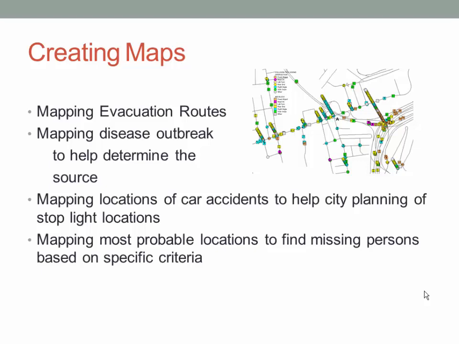It's also been used to map where diseases are appearing, because once all the cases are plotted, there's often a clear indication of where to locate the source of the illness. City planners also use GIS to make, for instance, a map of recent car accidents, much like the one shown here, to help in deciding where stoplights should be placed.